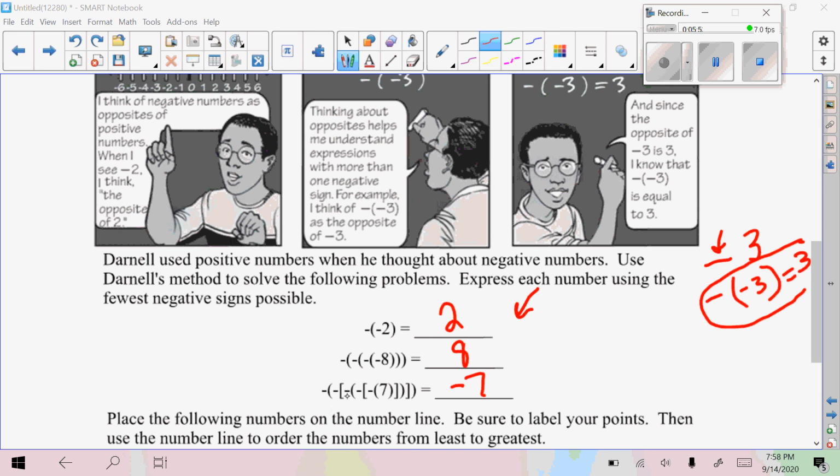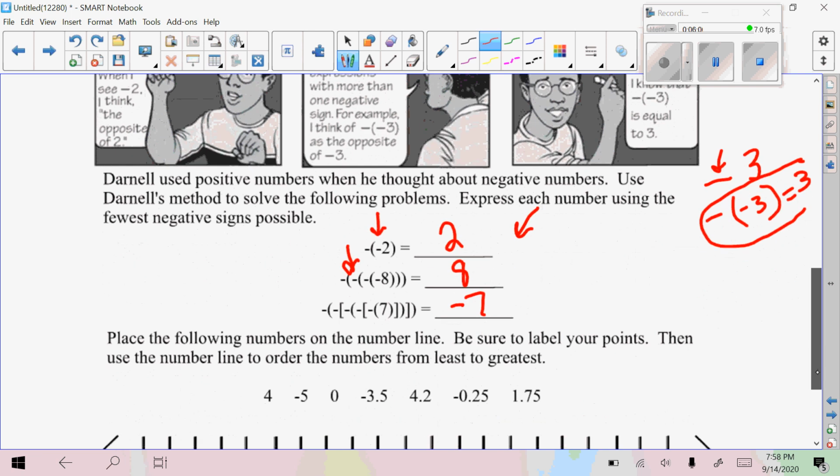So for every negative, you should be switching from positive to negative. So if you have 2 negatives, like in this first one, you end up with a positive. If you have 4 negatives, you end up with a positive. And the last one, you have 5 negatives, so that ends up being a negative.